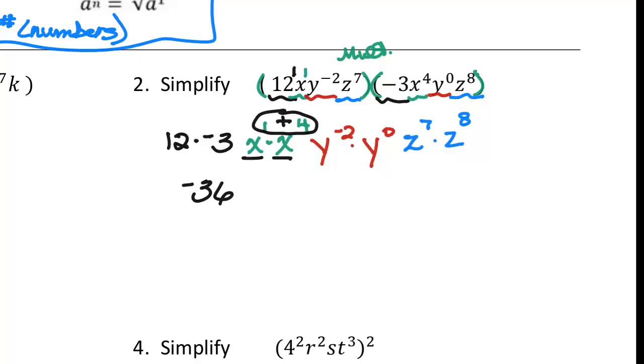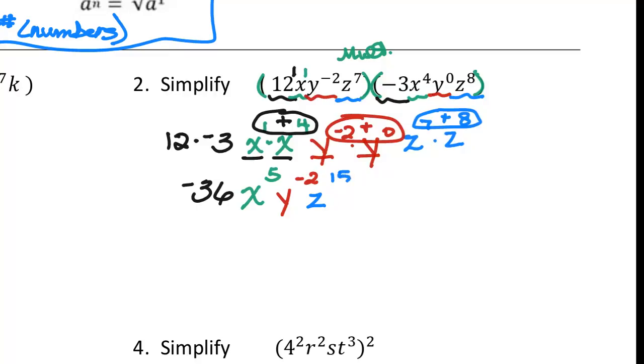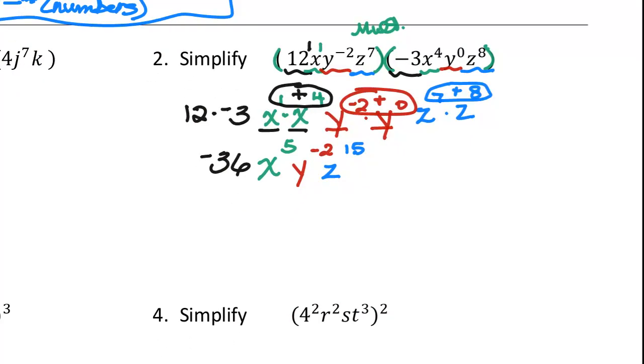So this becomes x to the fifth power. This becomes y, same base, add them together, y to the negative 2. And this last one becomes z to the 15th. And you're looking at this and you're like, hey, that looks pretty good, except for what?